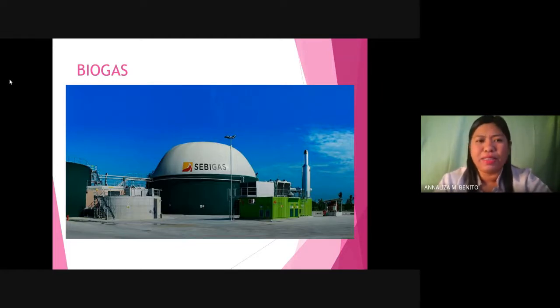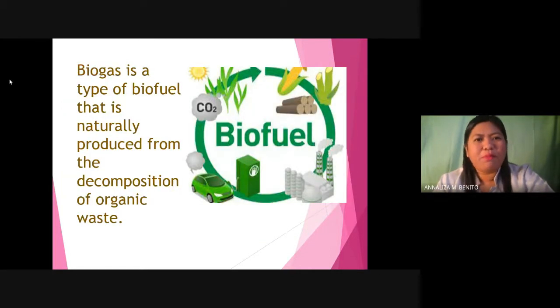So this source of energy is from animal manure. When bacteria decompose manure anaerobically, or without oxygen, into a gas mixture composed of about 60 to 70% methane, biogas is obtained. Biogas is important in generating heat, hot water, or electricity. Biogas is a type of biofuel that is naturally produced from the decomposition of organic waste.